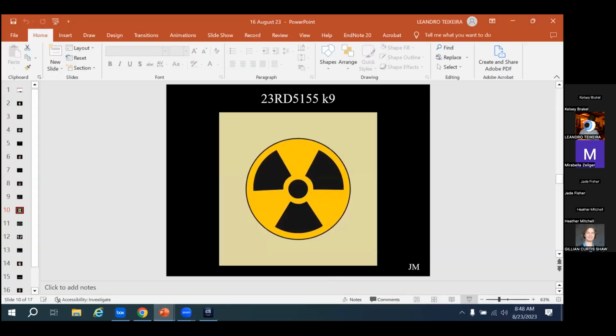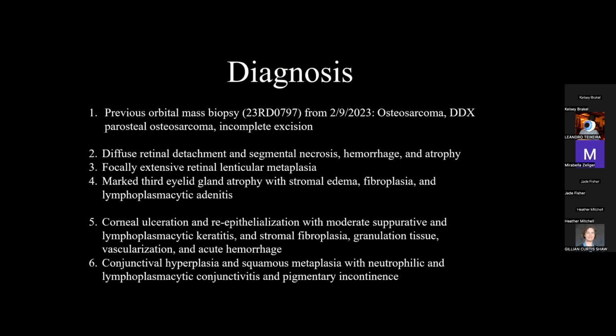So again, for the previous orbital mass biopsy, the osteosarcoma, and then the ones that I sort of separated out at the top, the diagnoses 2, 3, and 4, maybe minus 3, since it may not be lenticular metaplasia, but changes we associated with the radiation therapy, the necrosis and hemorrhage in the retina, and the third eyelid gland atrophy and changes there.